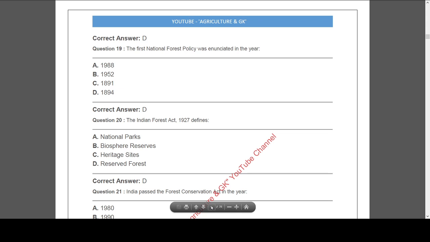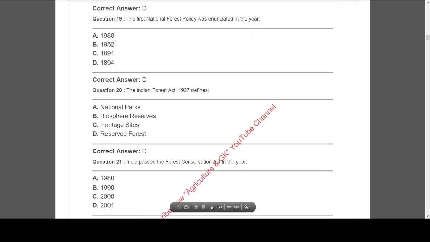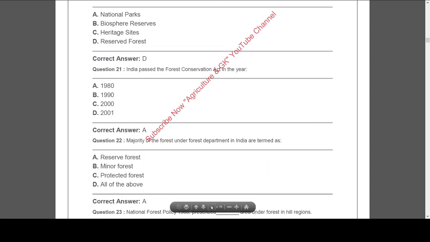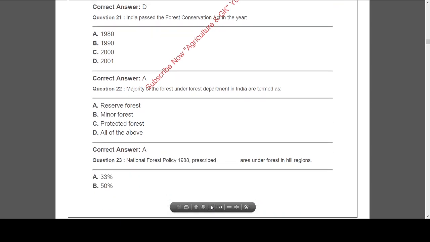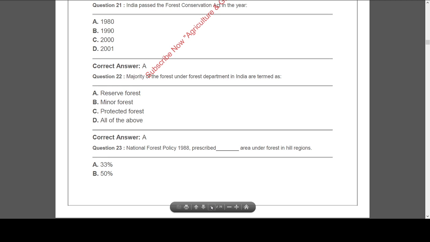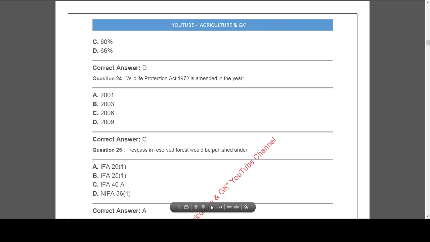The Indian Forest Act of 1927 defines reserved forest. India passed the Forest Conservation Act in the year, option A, 1980. Majority of the forest under Forest Department in India are termed as option A, reserved forest. The National Forest Policy 1988 prescribed dash area under forest in hilly regions. It is option C, 66%. Wildlife Protection Act 1972 is amended in the year, option C, 2006. Trespass in reserved forest would be punished under option A, IFA 26 section 1.